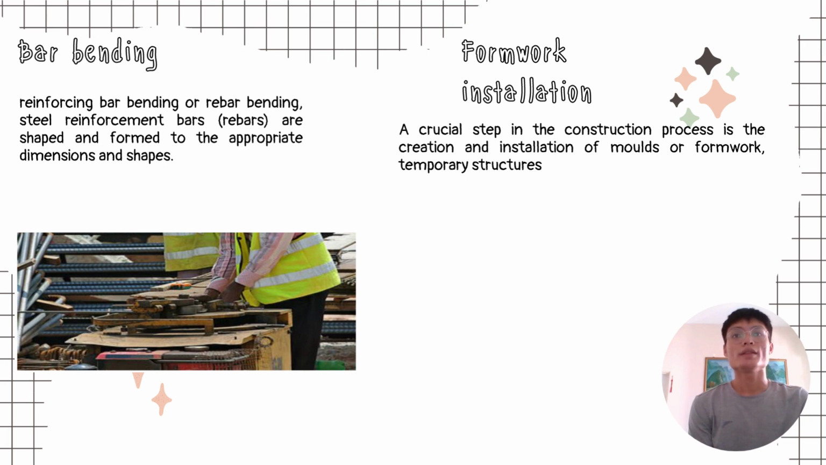The third activity is bar bending. It is a process of shaping and forming the reinforcing bar, rebar, and also the steel reinforcement bar into the appropriate dimensions and shapes. The next activity is formwork installation. It is the process of creation and installation of formworks, which are temporary structures.